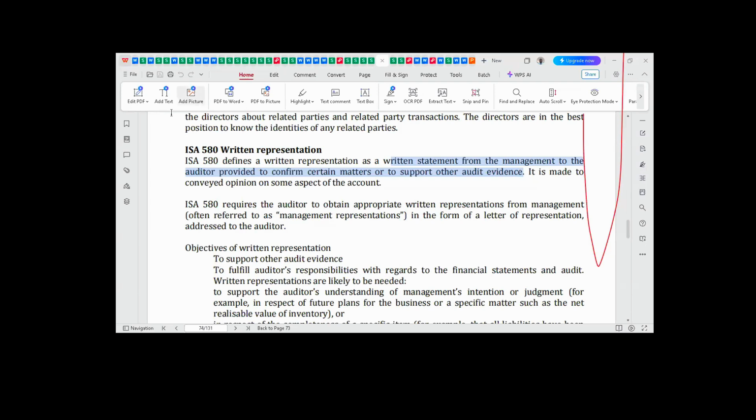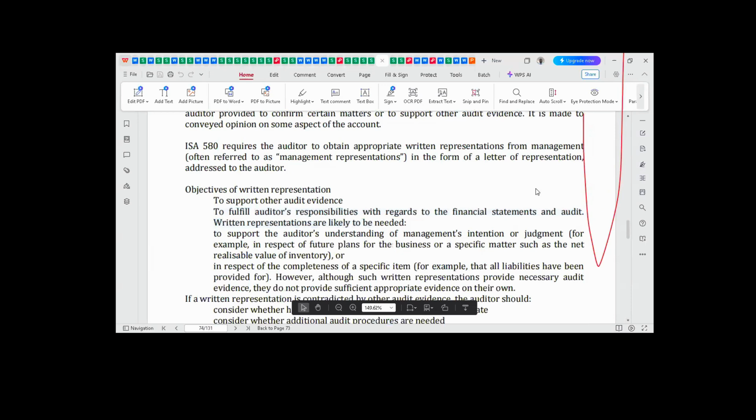All right. So let's look at the objective of audit written representation. Number one, to support other audit evidence. I've said that earlier, right? Number two, to fulfill the auditor's responsibilities with regards to the financial statement and the audit. I've also explained that, right? Then written representations are likely to be needed to support the auditor's understanding of management intention or judgment. For example, like the example I gave in the case of related party transactions or a fraudulent transaction, right?